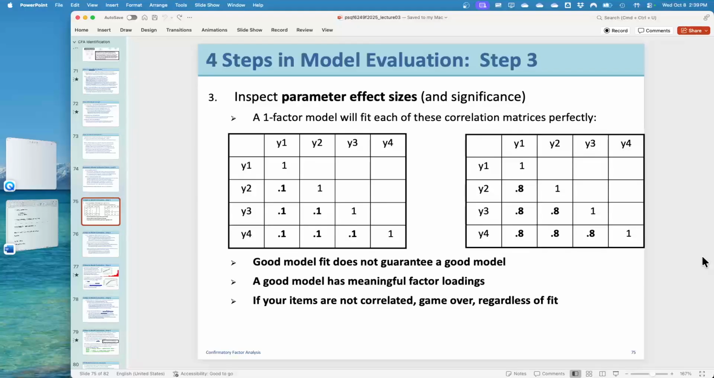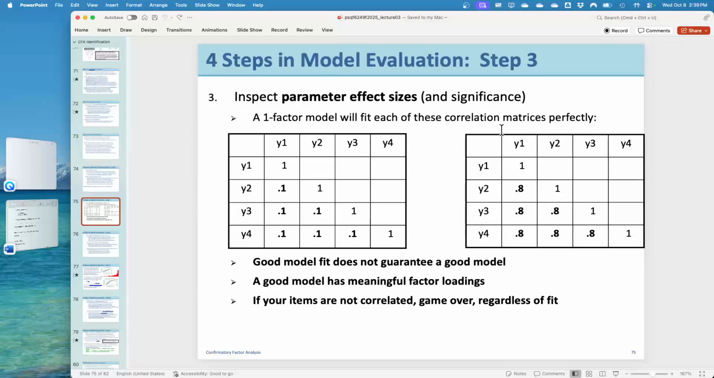So check your loadings. Say one factor model will fit both of these matrices equally, perfectly, right? Because the correlations are all constant, the variances are all constant, and these are correlation matrices, so of course they're ones. So we can get a one factor model, but remember the system of equations to figure out what the loadings equal correlations are. In this case, this is the product of the loadings. The product of the loadings equals 0.1 versus the product of loadings equals 0.8. You can tell that the loadings necessarily have to be smaller to give a 0.1.